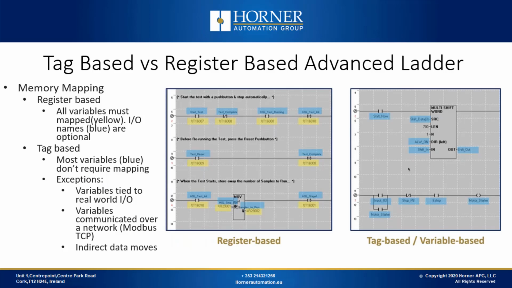Okay, so now let's take a look side by side at some of the key differences between register-based and tag-based logic. So first, let's take a look at memory mapping. With register-based logic, as you can see in the graphic on the left, all the variables in yellow must be mapped by the user, and all the IO names in blue are optional. With tag-based logic, as you can see from the graphic on the right, you'll see the variable names highlighted in blue, with no reference to mapping, as it isn't required for most variables, although there are some exceptions. Variables that are tied to real-world IO do need to be mapped.